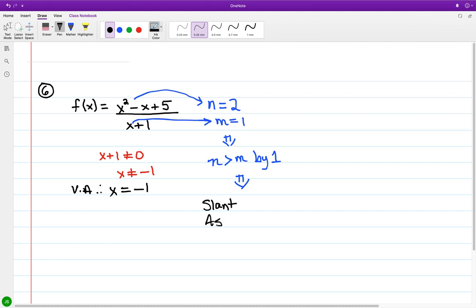And for the slant asymptote, this will be arrived at if you have a linear denominator. You can use either synthetic division or long division. So for the slant asymptote, we have y equals the result of taking x plus 1, the divisor, into the dividend, which is x squared minus x plus 5.